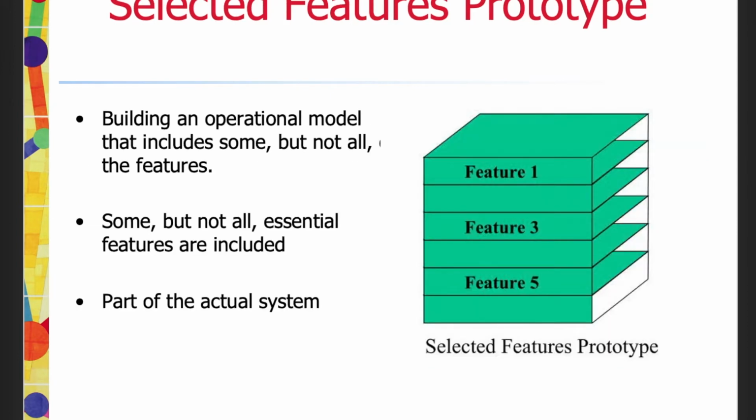Lastly, selected features prototype. Building an operational model that includes some but not all the features. So we select some features to develop a prototype. Some but not all essential features are included. So we select some very significant features to include in this prototype. You can consider it as a part of the actual system. So we can consider that it is the real system in the future that we're going to develop.